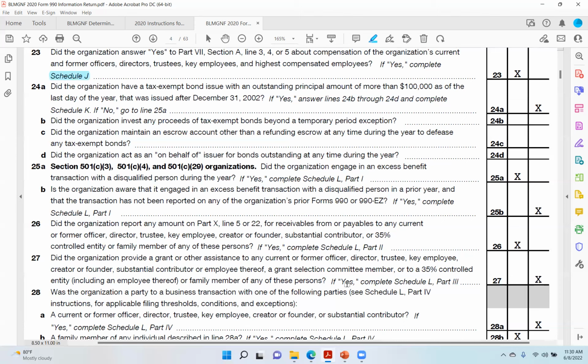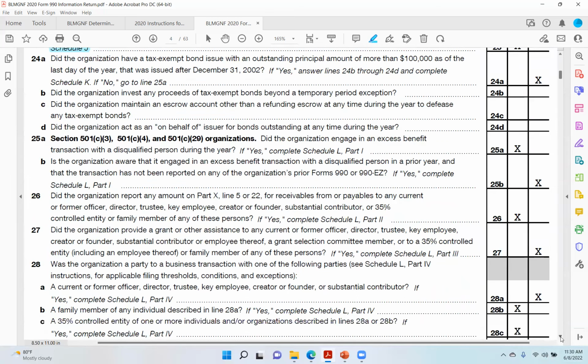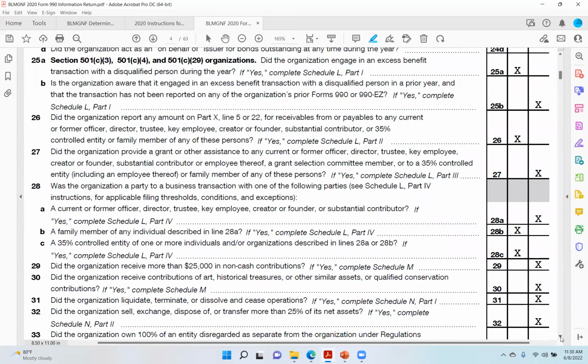24B, C, and D, they left blank because on 24A, the answer was no. So let's go down to 25A. 25A, Section 501(c)(3), 501(c)(4), and 501(c)(29) organizations: did the organization engage in an excess benefit transaction with a disqualified person during the year? If yes, complete Schedule L, Part 1. And they said yes. So we're looking for a Schedule L.